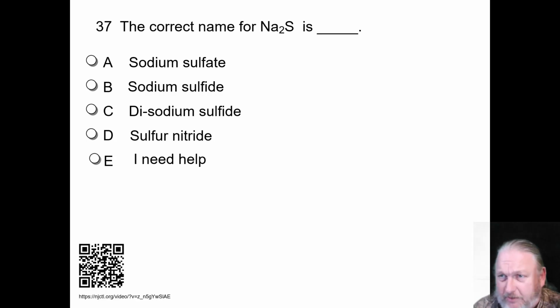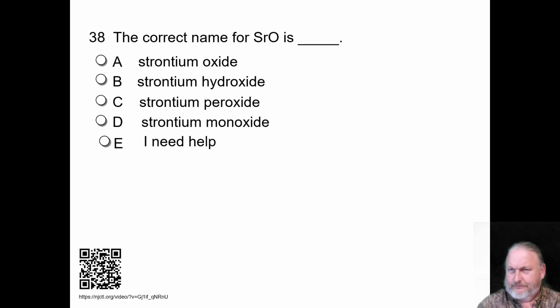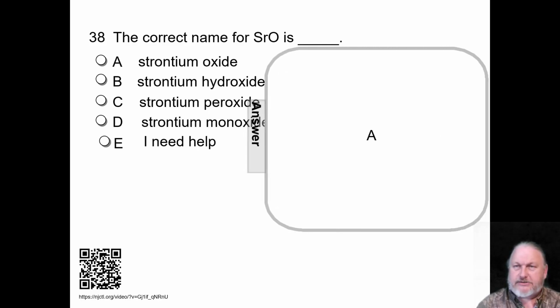So what are we going to call Na2S? If you think about it, take a break. And of course, that is going to be B, sodium sulfide. SrO, what would that be? Think about it. Break. That's going to be strontium oxide, A.